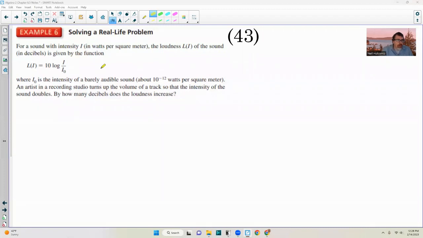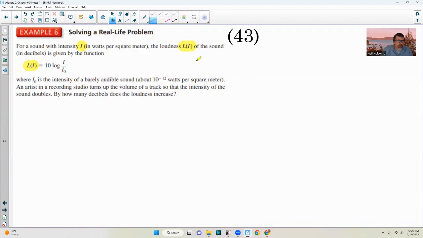Okay, example 6 is solving a real life problem. For a sound with intensity I, which is watts per square meter, the loudness L of I of the sound in decibels is given by this function. So L of I is 10 times the log of I divided by I sub 0, which we say I naught, where I naught is the intensity of a barely audible sound, which is approximately 10 to the negative 12 watts per square meter.